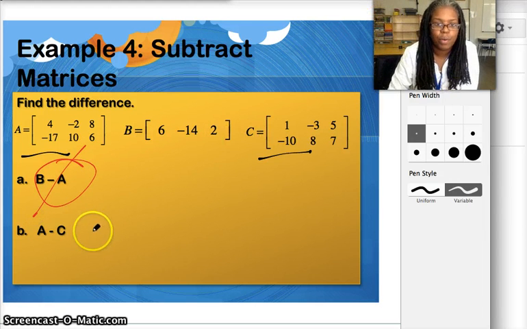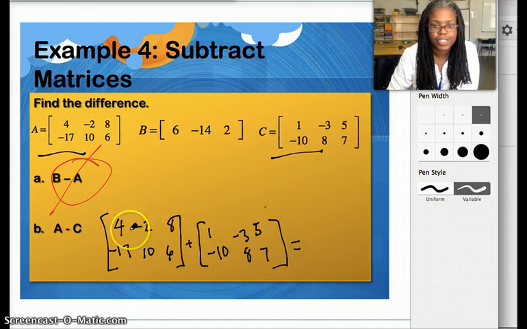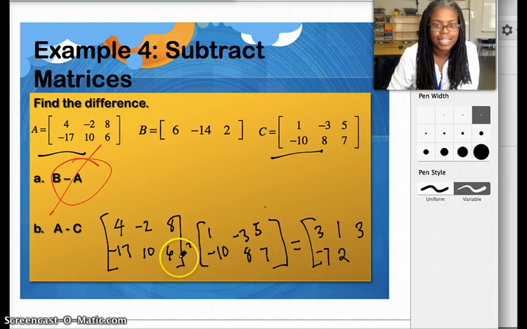And then what we saw happen with addition is going to happen with subtraction. We are simply going to subtract each element from the other element, in the proper place, right? So 4 minus 1 is going to give me 3. -2 minus a -3 will actually give me a +1. 8 minus 5 will give me 3. -17 minus a -10 leaves me with -7. 10 minus 8 gives me 2. And 6 minus 7 leaves me with -1.